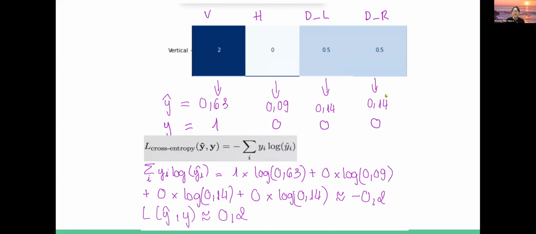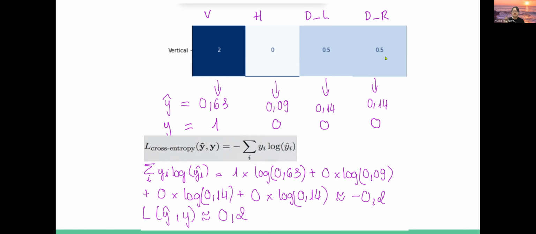So after turning our values into probabilities, we have here the y hat, which is the predicted probability from the previous line, and the y, which is the target probability. Like I said before, vertical is 1 and the other orientation is 0. We apply the cross entropy function to get an outcome of around 0.2.